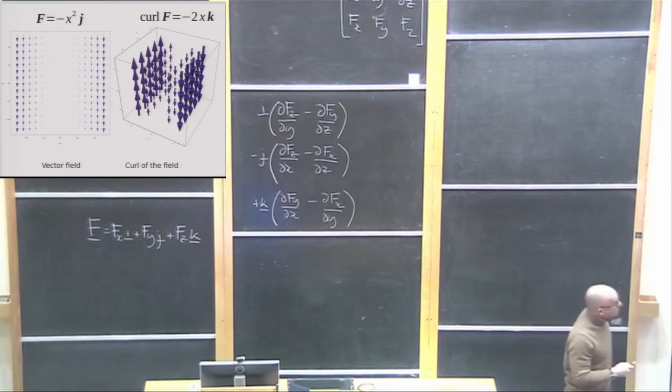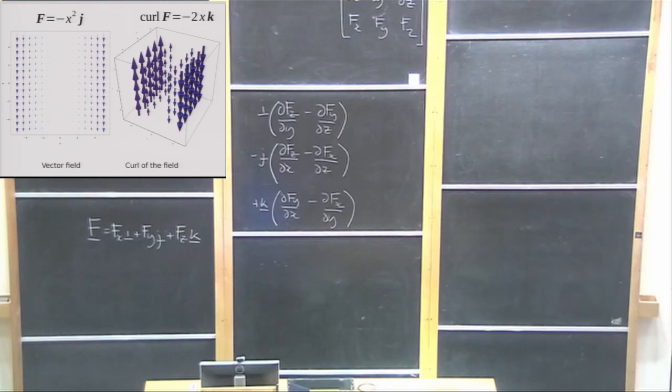Here's another example then of a field. So I have a field where F is minus x squared j. So this is not a field with an obvious large-scale rotation. And in this field you see that the vector field, if you plotted it out, has vectors which are growing downwards as you go to large x, but also growing downwards as you go to negative x because you have the x squared term.